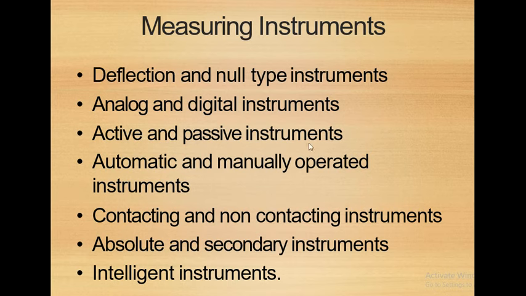If you see any instrument, it can come under two or three categories, but broadly it is categorized like this. Any instrument you are using may be active as well as contacting as well as intelligent. Or any instrument that you are using may be digital as well as automatic as well as intelligent. But the broad classification is given over here. So you can classify your instruments like this. Let us see these measuring instruments one by one.